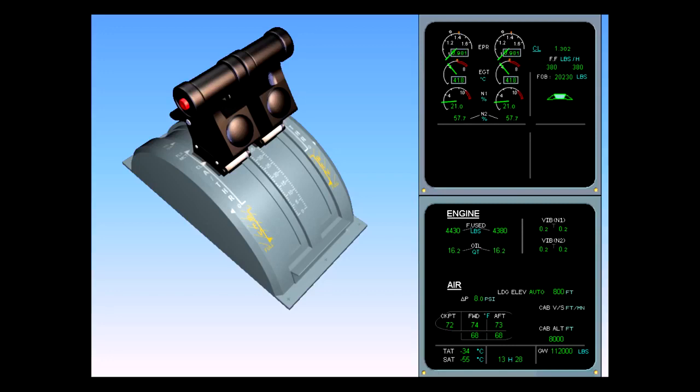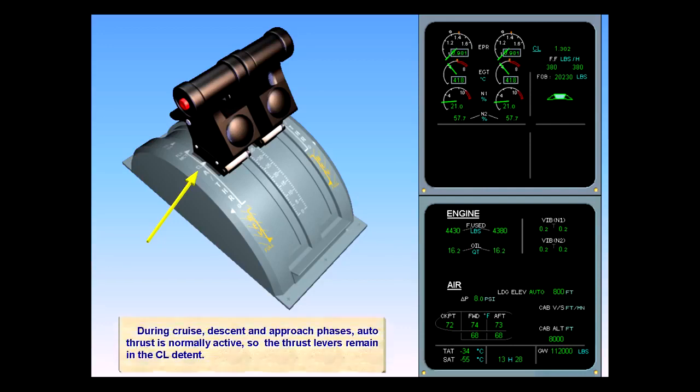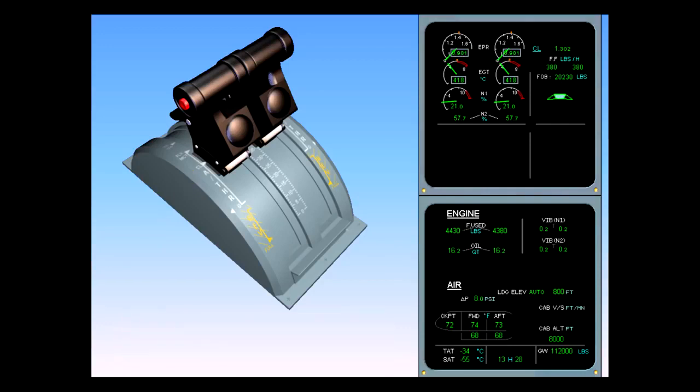During cruise, descent, and approach phases, auto thrust is normally active, so the thrust levers remain in the climb detent. When auto thrust is connected, if both engines should be at idle in descent, an idle indication appears above the EPR gauges. It flashes for 10 seconds and then remains steady green. Note that there is a difference between ground idle and flight idle, with flight idle being higher.